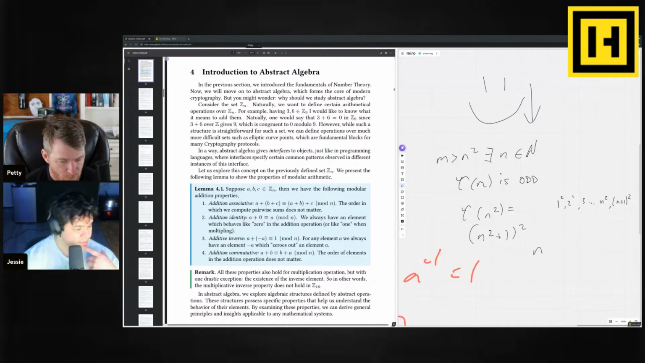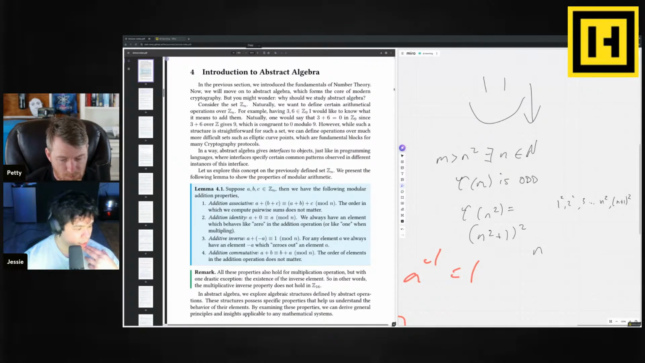Three, additive inverse: a plus (minus a) is congruent to 0, mod n. Sorry, I was just thinking about the previous lemma. For any element a, we always have an element negative a, which quote zeroes out the element a. Four, addition is commutative: a plus b is congruent to b plus a, mod n. The order of elements in the addition operation does not matter.